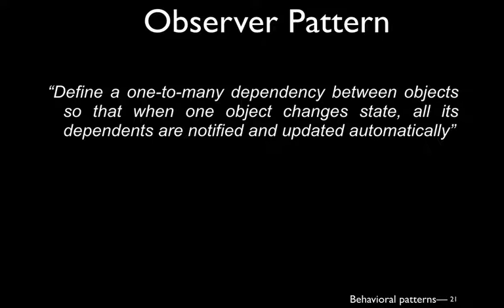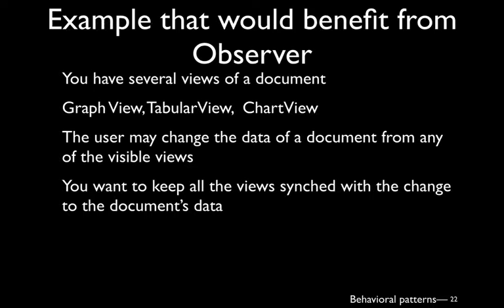Let's understand what this means with a little example. Let's say for a minute we have a particular document which is going to keep changing. This could be an object that contains certain values. We could have different types of views. We could have a graph view, a tabular view, a chart view, and so on. The user may change the data of the document at any time, but we want these views to reflect that particular change. So you want to keep all these views in sync with the change to the data, but how do you really remove the coupling between the data and its dependencies?